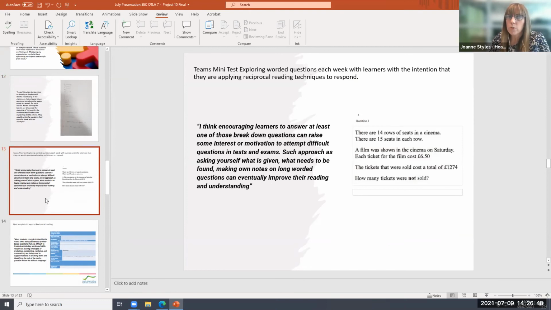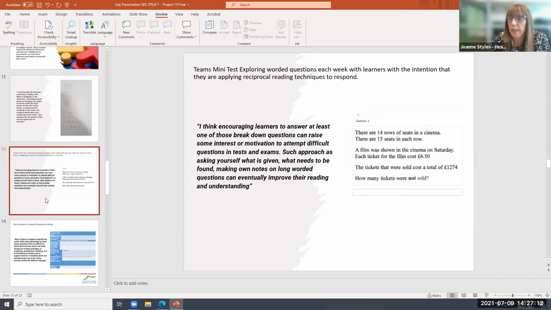This is one of the ones that was exploring reciprocal reading. So they started to look at doing some mini tests and questions. So every week, at the start of the lesson, putting one of those larger questions in front of the group of learners, so that they were getting used to breaking down questions and bringing in the techniques they were being taught around reciprocal reading, instead of just avoiding the question or not reading it properly.